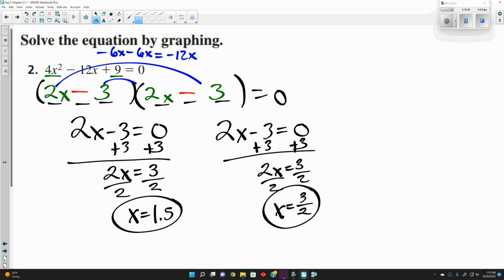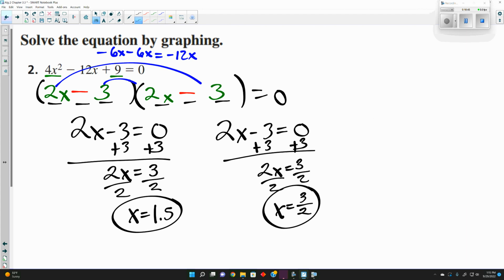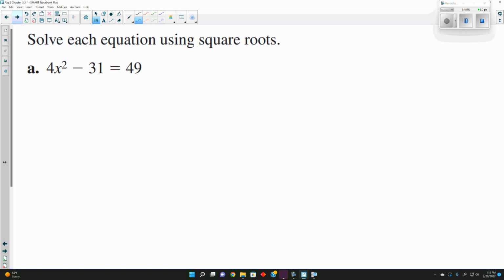Any other questions? Are we ready for the other type? But before we get there, we can see that graphing works well in certain cases, yes? Factoring works well as long as it's factorable. If it's not factorable, then that one doesn't work. So the few methods we've learned so far work in certain cases.